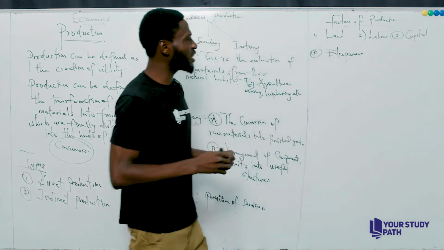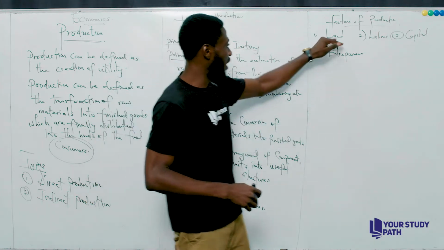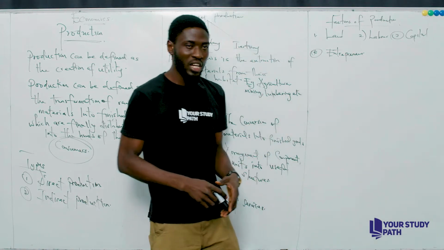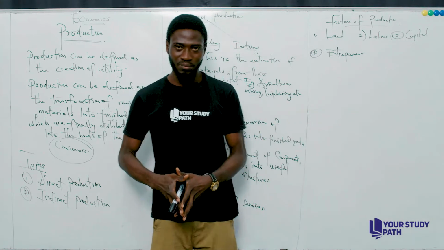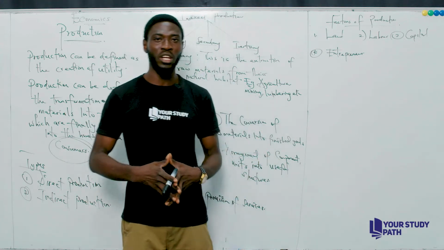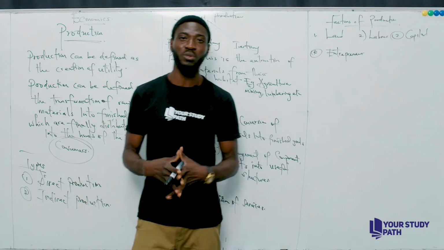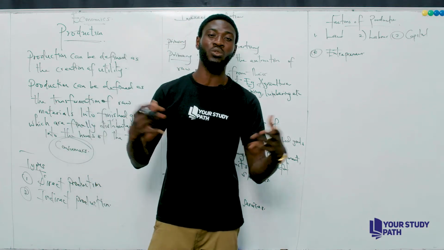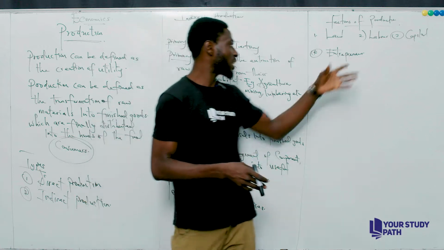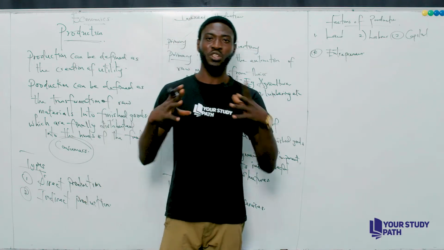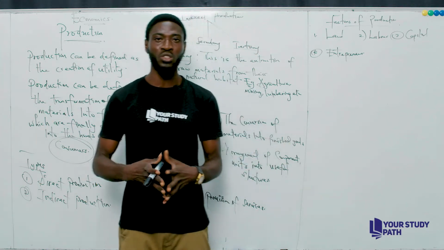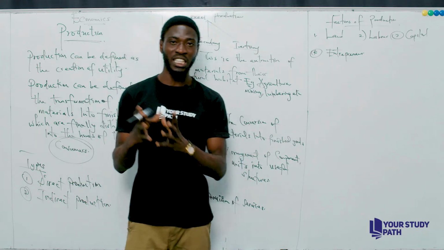Now, looking at these four factors of production: land, labor, capital, and entrepreneur. We all know what land is. It's a free gift of nature, okay? And humans, or let's say individuals, have done nothing to bring it into physical existence. That's why we call it a free gift of nature. Now, taking a look at labor, labor just refers to all human effort channeled towards production, all human effort.